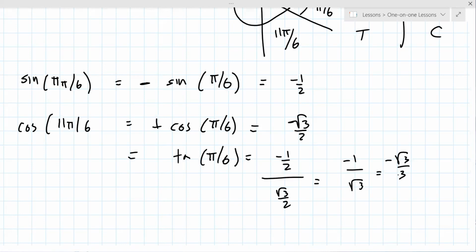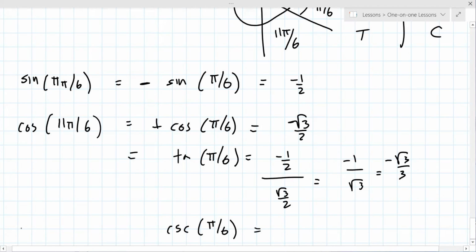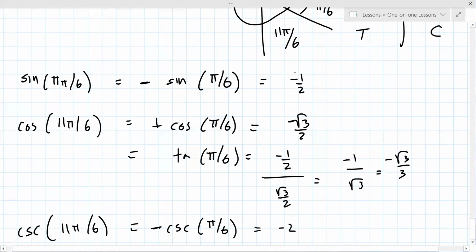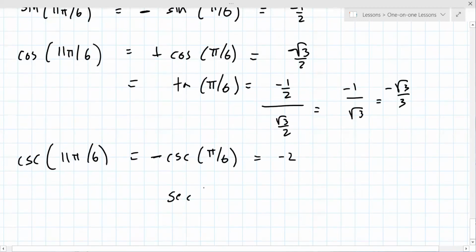All right, now on to cosecant, and then secant, and then cotangent. So cosecant here, it's the reciprocal of the sine. It comes down to this, and it's negative. So it ends up being negative 2. And then secant of pi over 6 is the reciprocal of that. So it's 2 over square root of 3, which becomes 2 square root of 3 over 3.